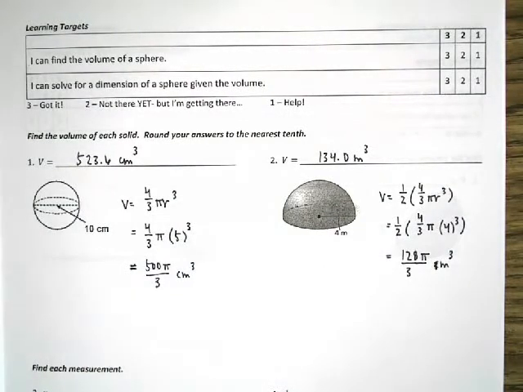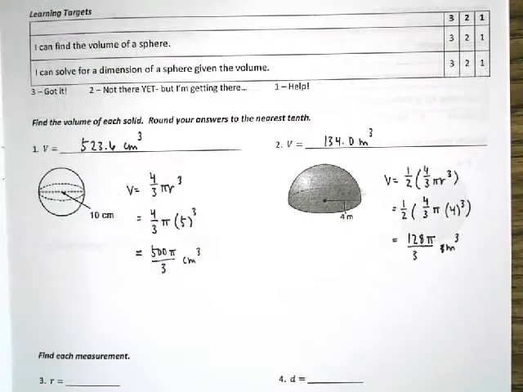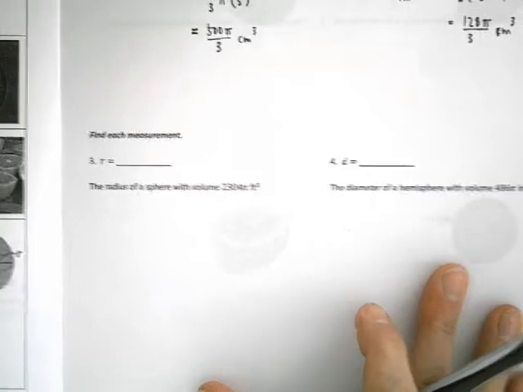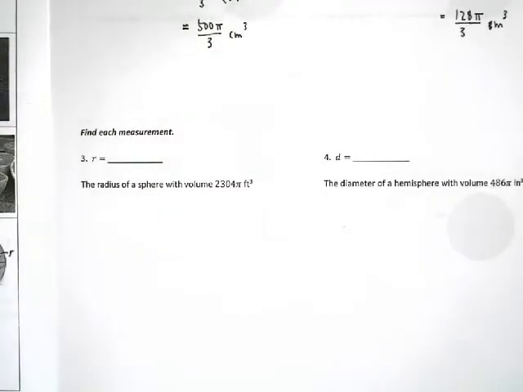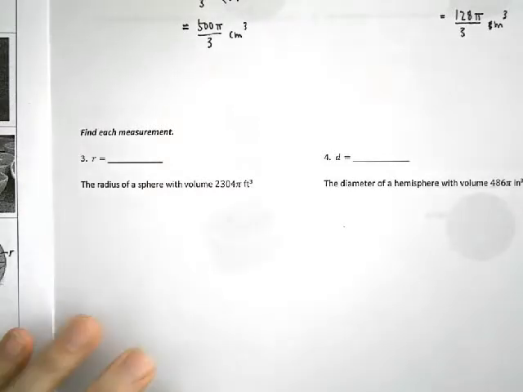So let's go ahead and go backwards now. If we're given the volume, now we're going to have to find either a radius or a diameter. So if I scooch down here to number 3. Okay, now we want to find the radius of a sphere with volume 2,304 pi cubic feet.